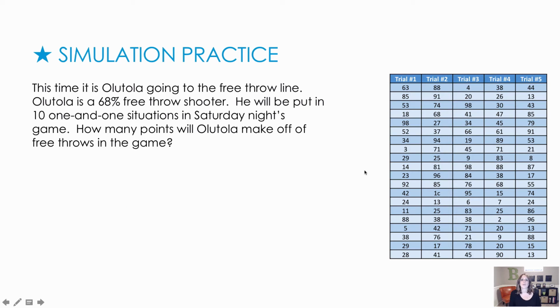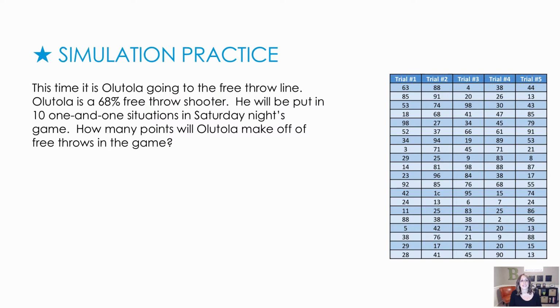My next question has to do with free throws, and Ola Tula is one of the basketball players at Bellevue University, and let's say he's going to the free throw line and he's a 68% free throw shooter. I don't know if that's true or not, but let's say it is.